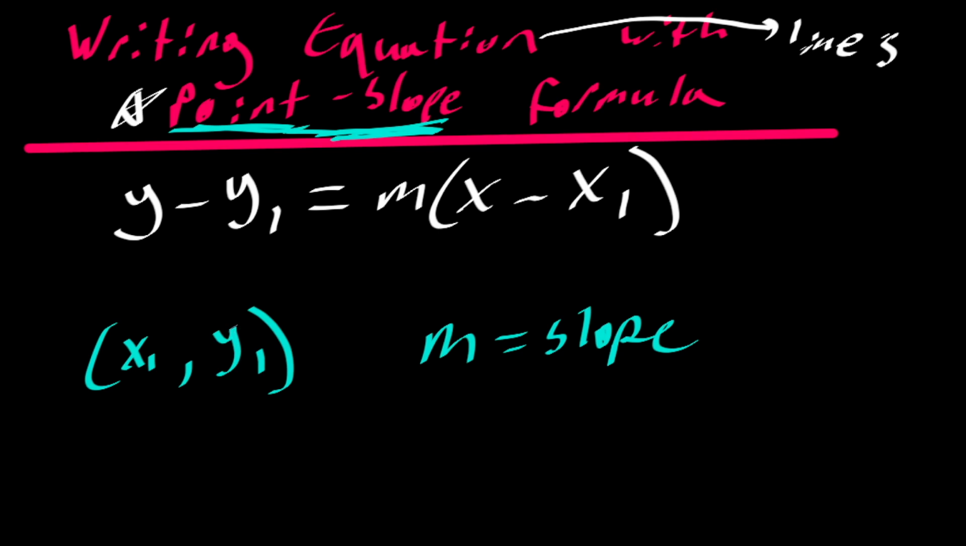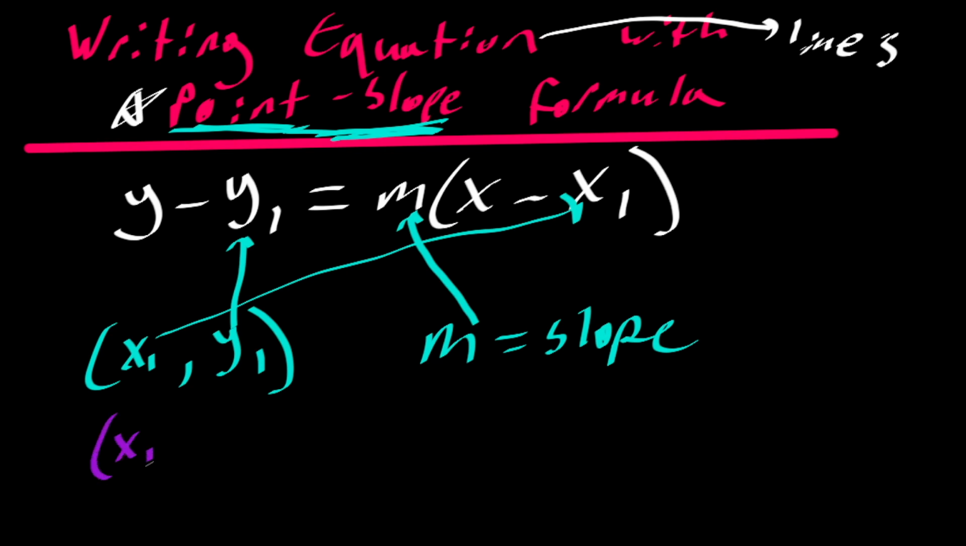So y1 is going to be replaced here, x1 is going to be replaced here, m is going to be replaced here. The only other thing you may have to do, which we'll look at at the end, is that sometimes they'll give you 2 points, an x1, y1, and an x2, y2. Essentially, you have to find the slope on your own, but we'll look at that in a second.